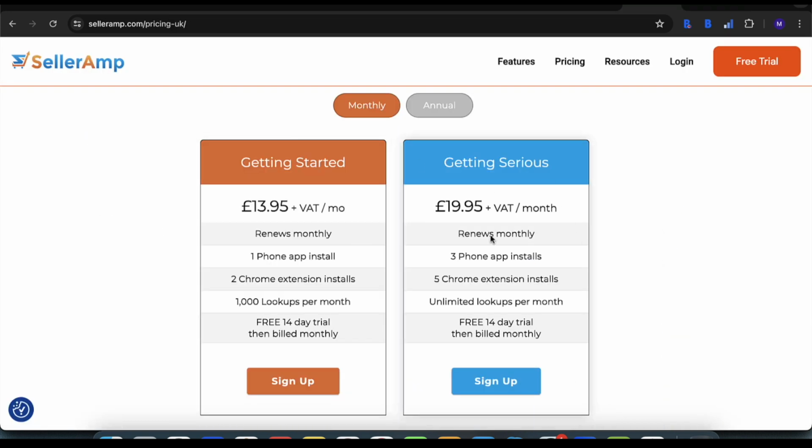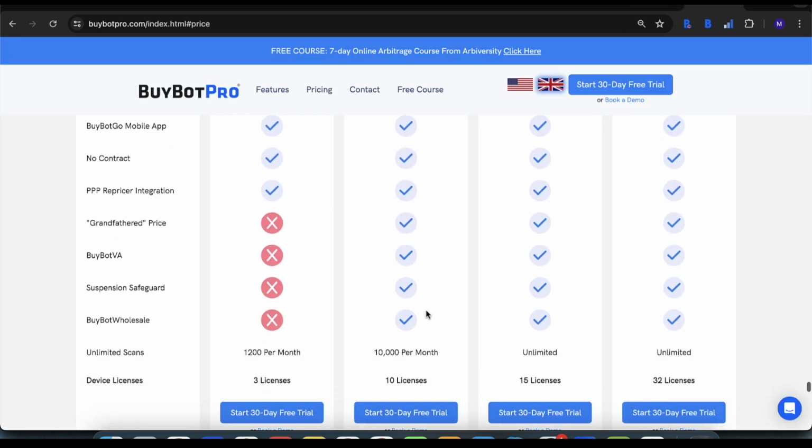If you look at the biggest SellerAmp plan, it's $19.95 plus VAT per month. You get 3 phone app installs and 5 Chrome extension installs. So in total, you could have SellerAmp on a maximum of 8 devices. And only on BuyBotPro's next plan up, that's 10 licenses. So that's already more.